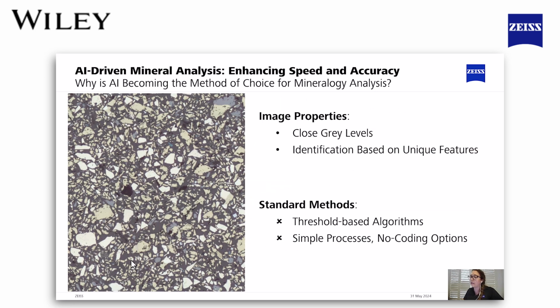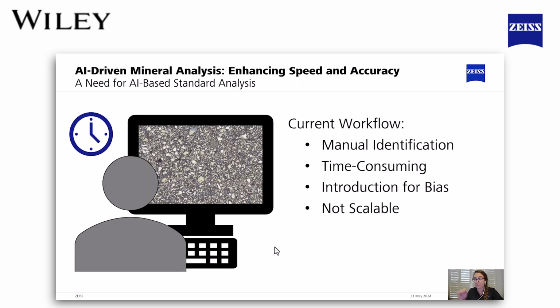If we take a look at a typical mineral image used for mineral analysis, first thing we notice is that there's very close gray levels throughout the entire image, meaning standard thresholds and traditional methods and traditional algorithms normally will not work for proper identification of the different mineral grains and particles. In addition, this identification is often based on unique features within the minerals themselves. That means that simple processes will not be able to repeat and identify these unique features and do accurate identification.